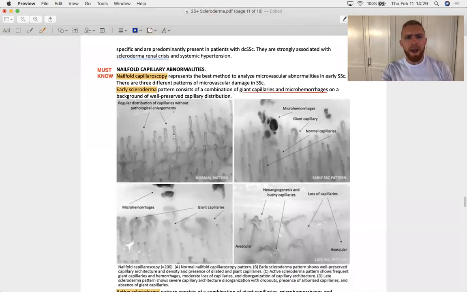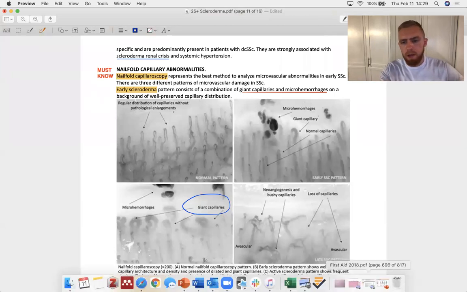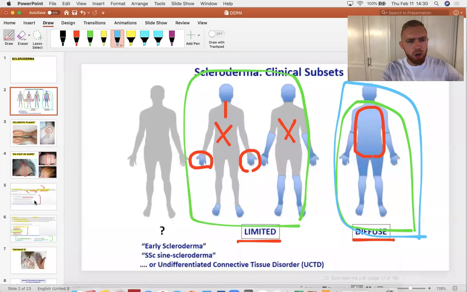Now let's talk about nailfold capillary abnormalities. To my knowledge, there is not another disease in First Aid that is associated with these giant capillaries on the dorsal side of the nail bed. Let's take a look at them on a patient, then let's talk about how we get there.